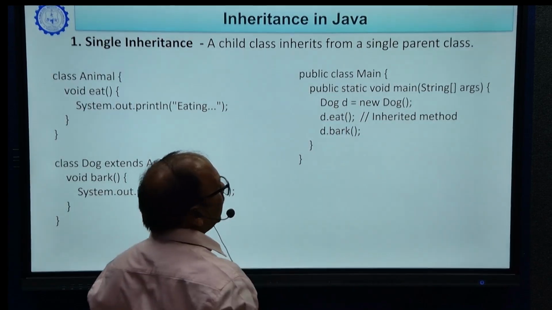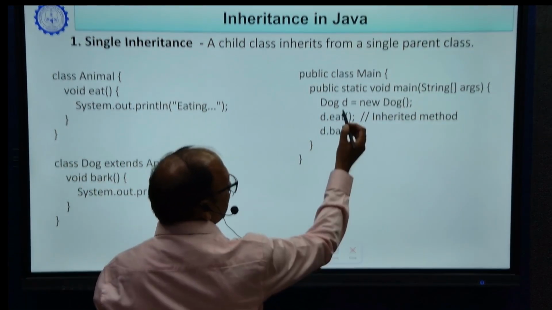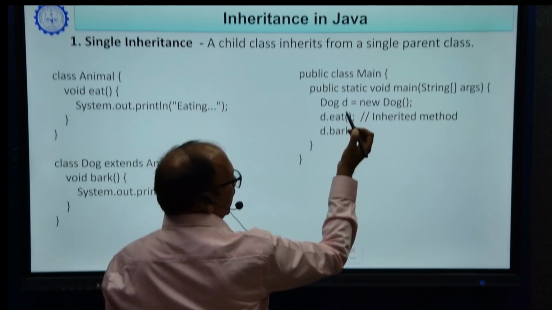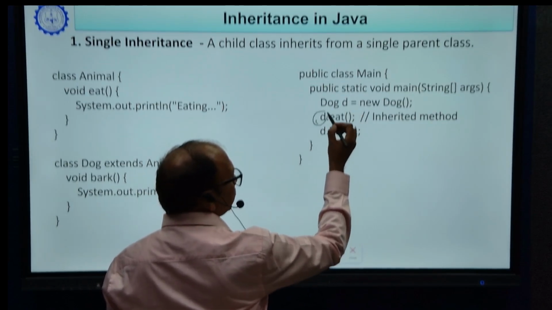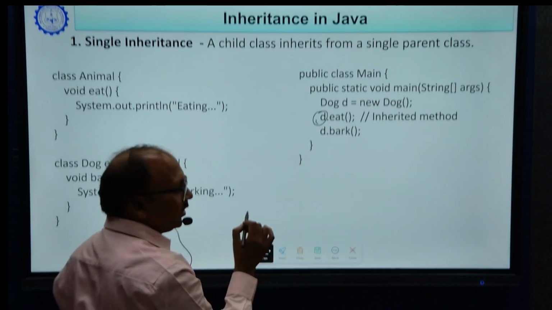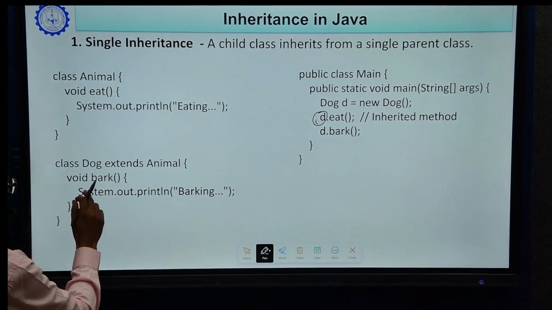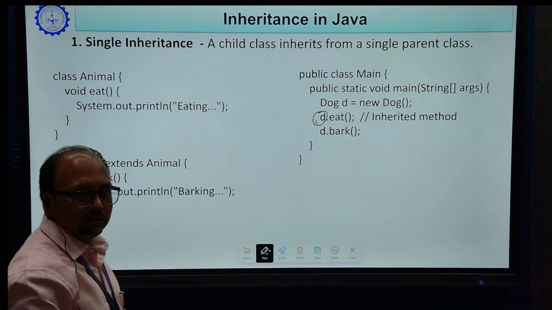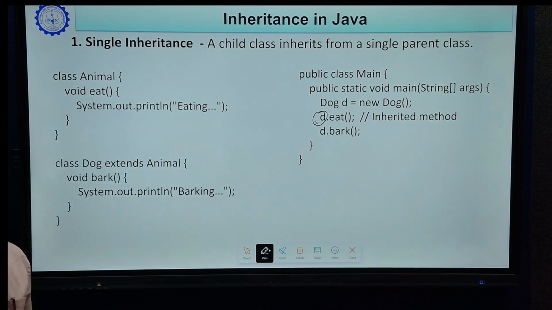Here D is the object of the class dog. And now what we are doing here, with the help of this object D, we can call the method of the parent class as well as we can call the method of the child class, right? So this is the example of single inheritance.